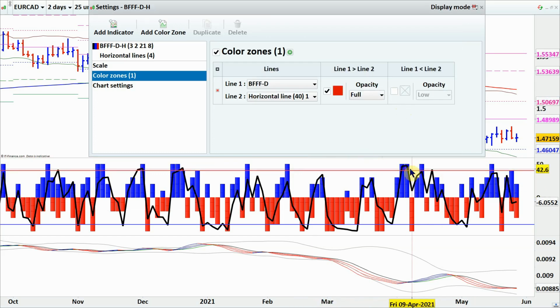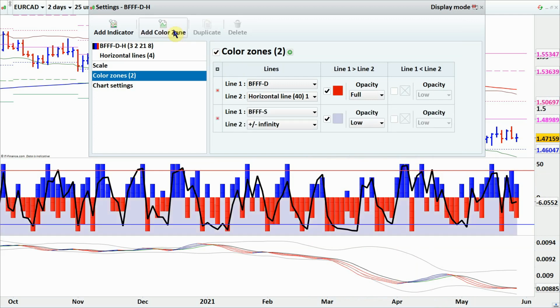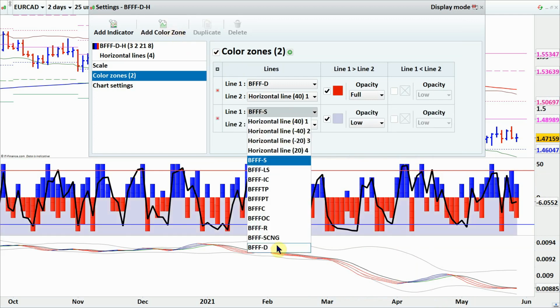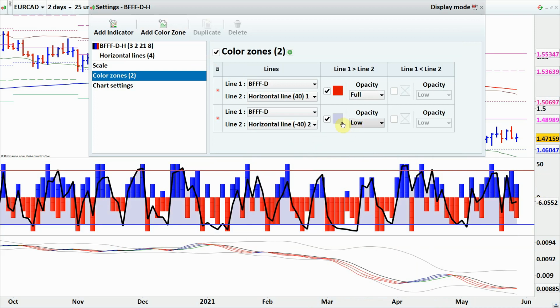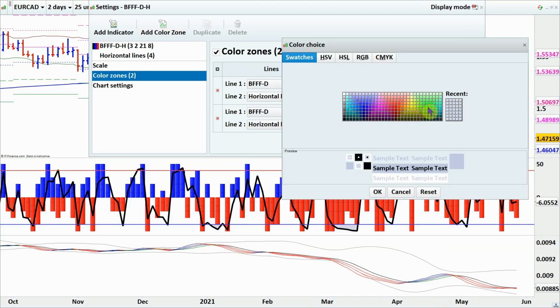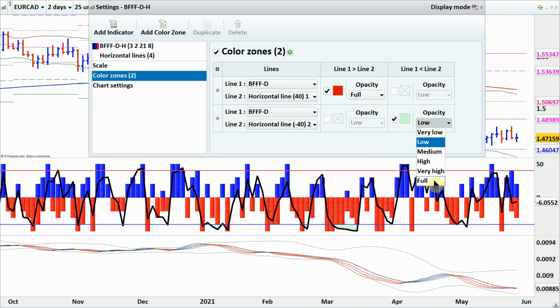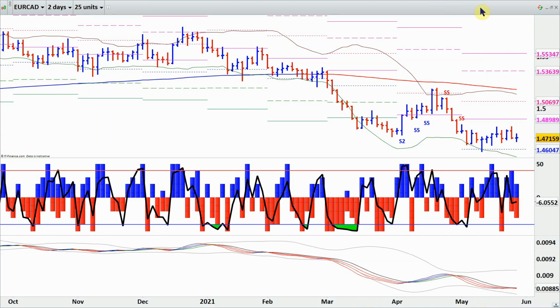Then add another color, DIV again, and select minus 40 instead. In that case it will be less than minus 40, and let's make it green, and then go to full. It will look like this. I will work it out. Yeah, that's good, beautiful. Very good, excellent.